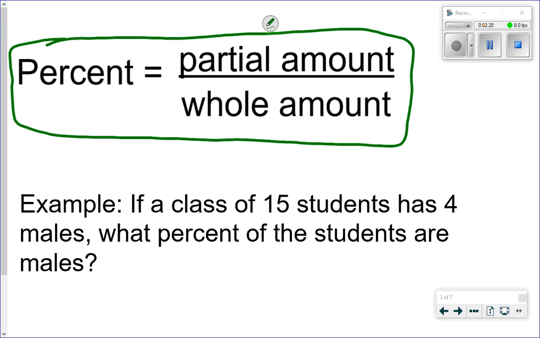So the example down below, we're not going to actually solve it, but this is what it might look like. If it says, if a class of 15 students has 4 males, what percent of the students are males? My whole number would be 15, and my partial amount would be 4, and then we are solving for the percent. So that is how we would get that answer.